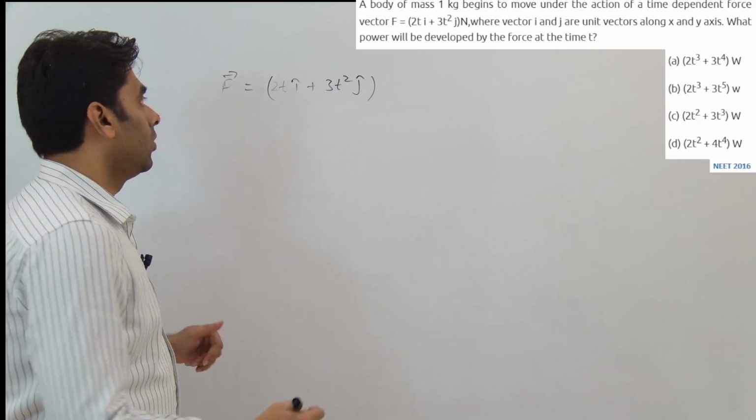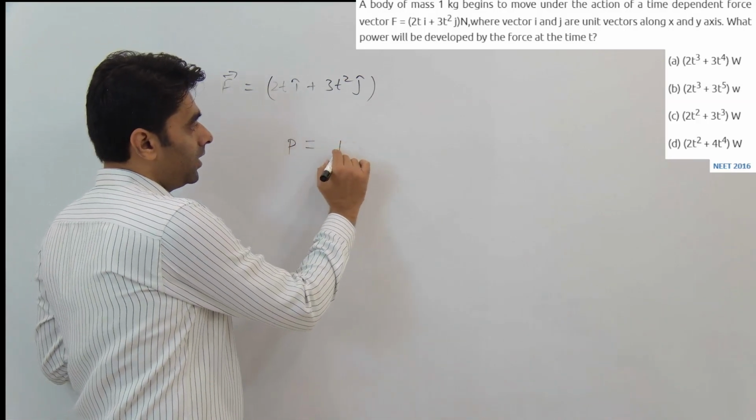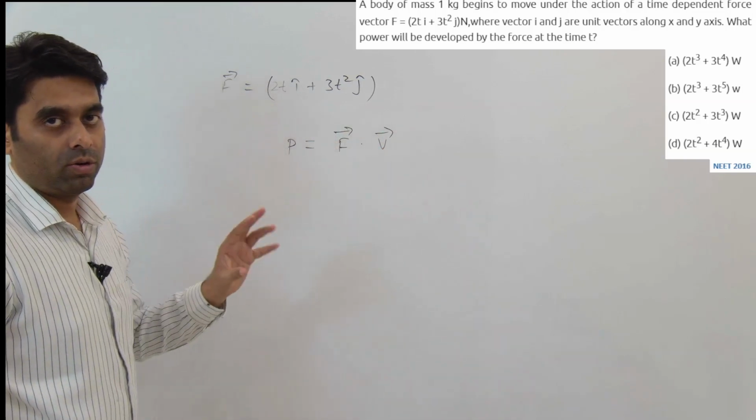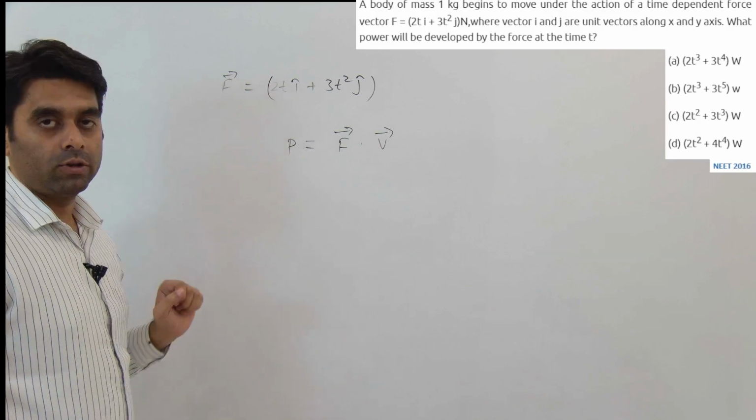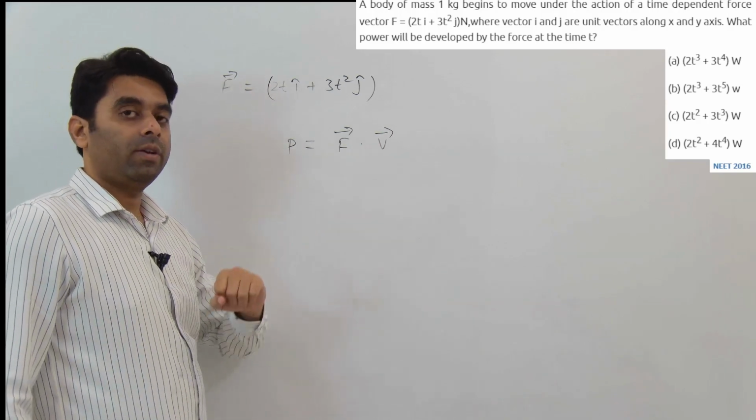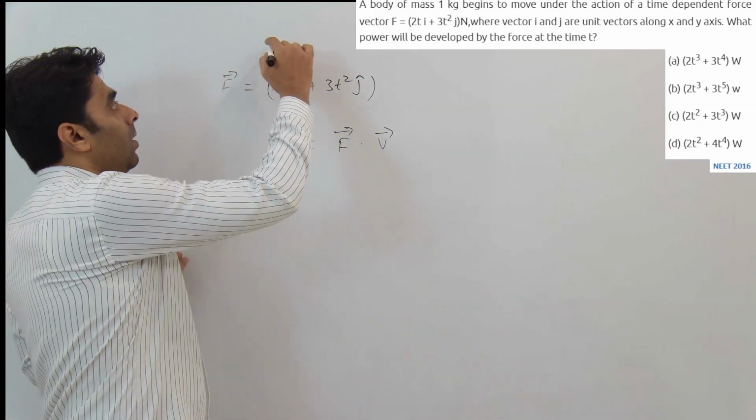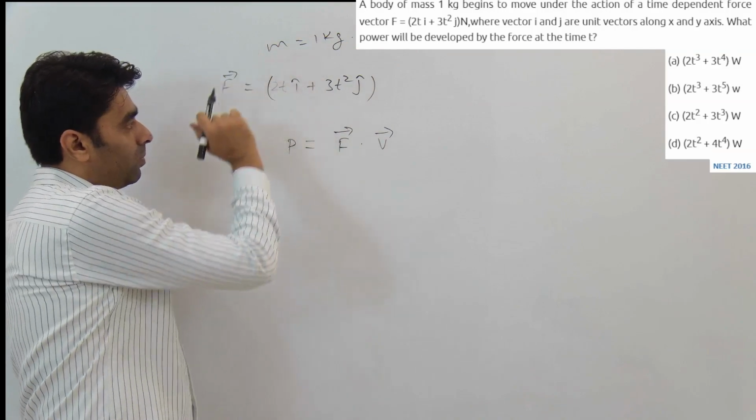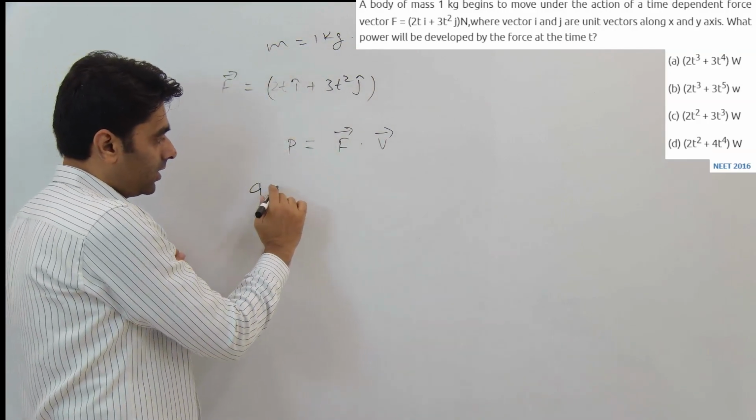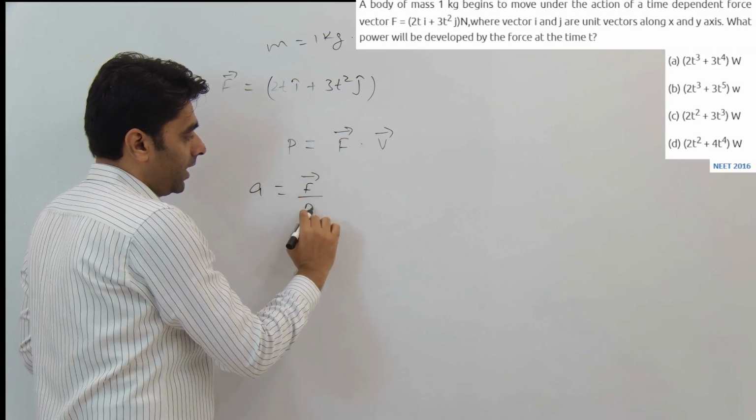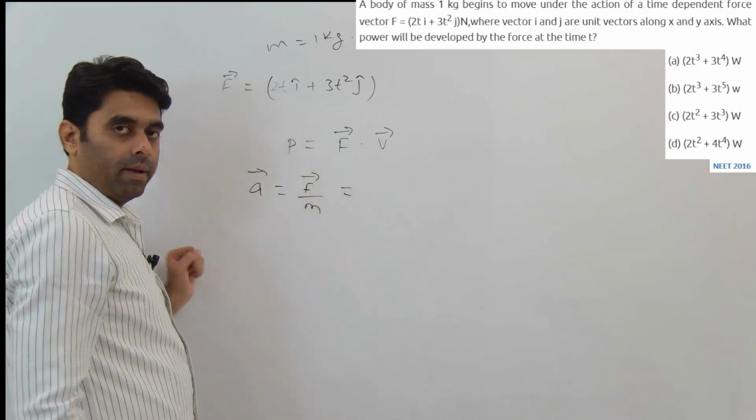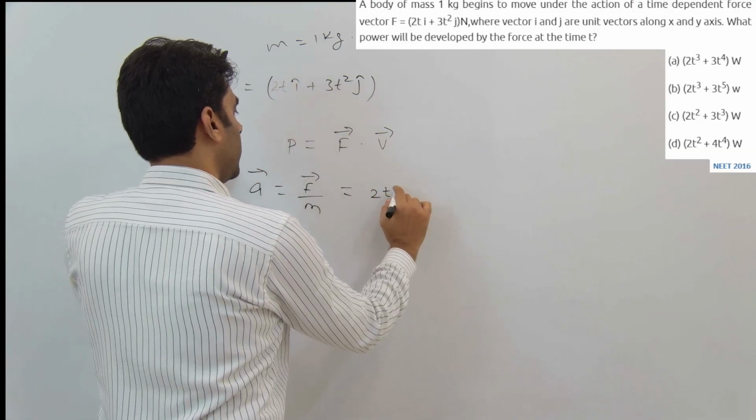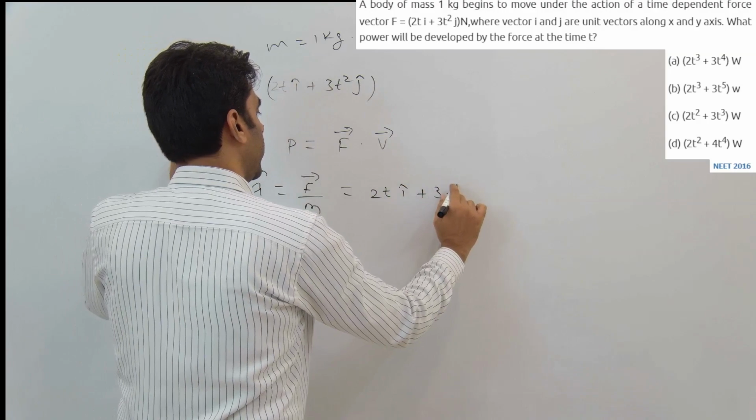Right, let us see. So instantaneous power is given as force into velocity, that is the dot product of force and velocity. We know force as a function of time t. Can we calculate velocity as a function of time t? Yes. Mass is given to us, 1 kg. So first of all, force we know, mass we know, we can find out the acceleration. Acceleration will be force by mass. Mass is 1 kg, so acceleration also will be the same, 2t i cap plus 3t square j cap.